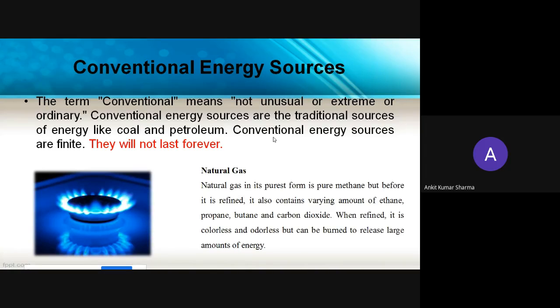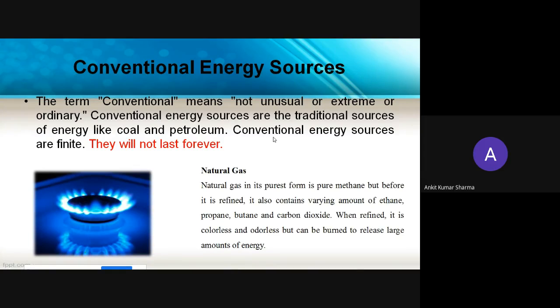Conventional means old, not unusual, extreme, or ordinary, which is not found in abundant form in nature. So it is called conventional energy. Conventional energy is also called traditional energy. The conventional energy sources are the traditional sources of energy like coal and petroleum.